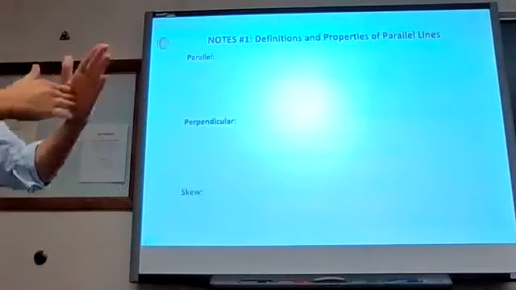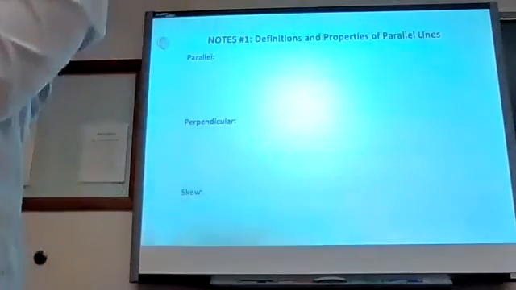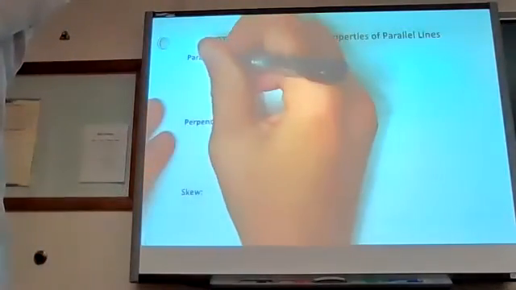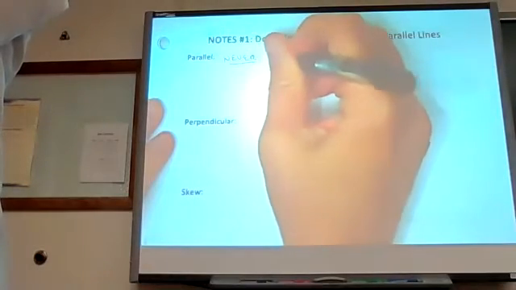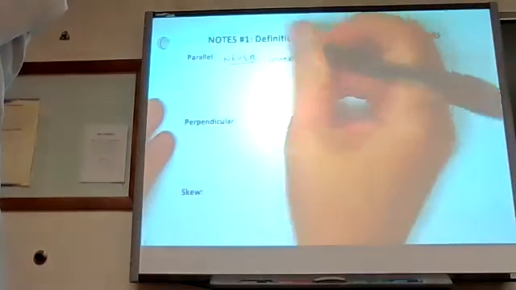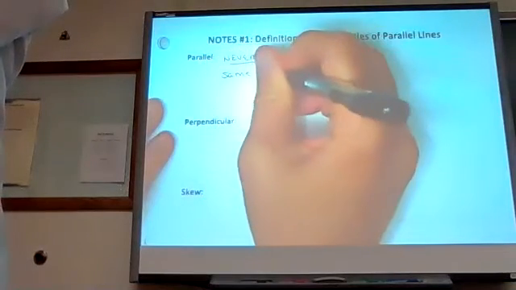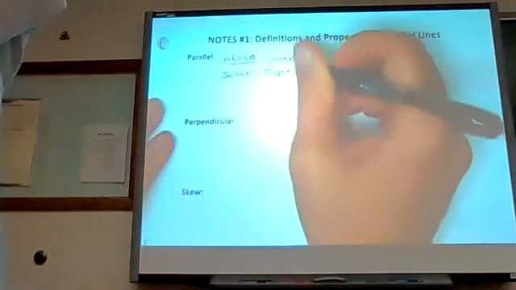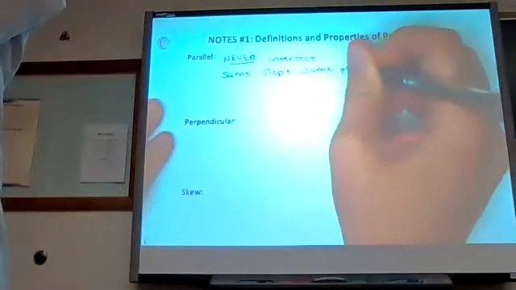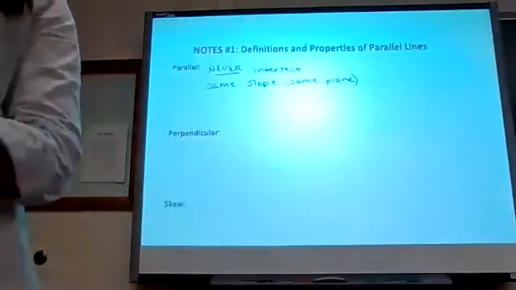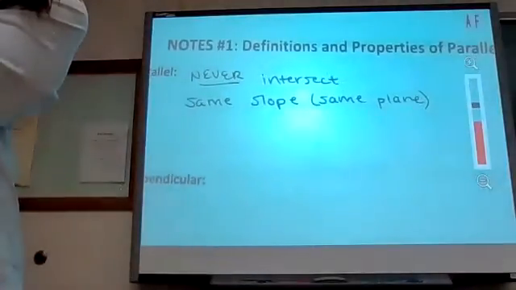And what do we know about parallel lines? They have the same slope. Yep. So parallel lines will never ever intersect, and they have the same slope, and they're in the same plane. So in order for them to be parallel, they're on the same plane, same slope, and they're never intersecting.